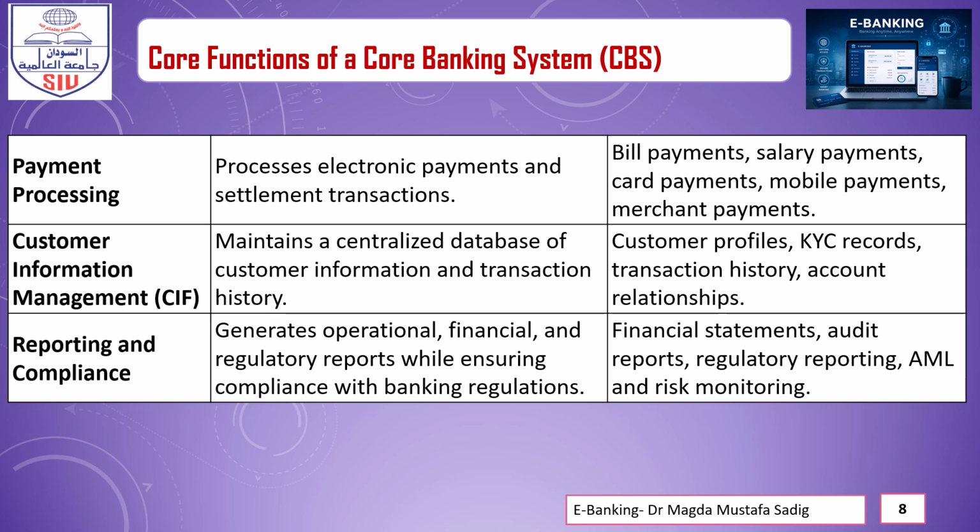For example, the system supports anti-money laundering, commonly known as AML, and know your customer requirements. It helps identify unusual transactions that may indicate fraud or money laundering. As you can see, the core banking system is much more than a simple database. It is an integrated platform that supports every major banking activity while improving efficiency, accuracy, customer satisfaction, and regulatory compliance.